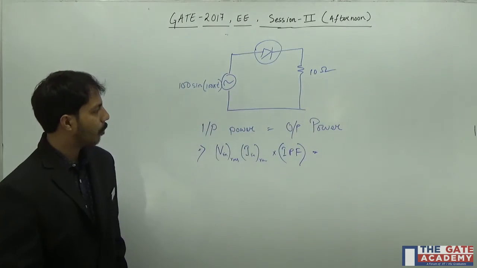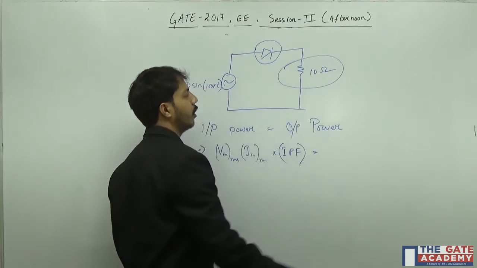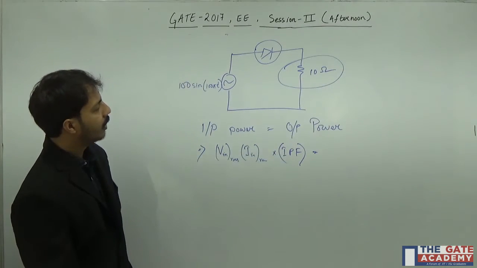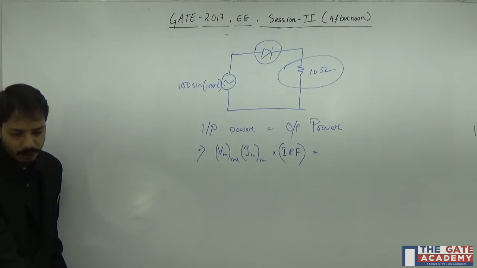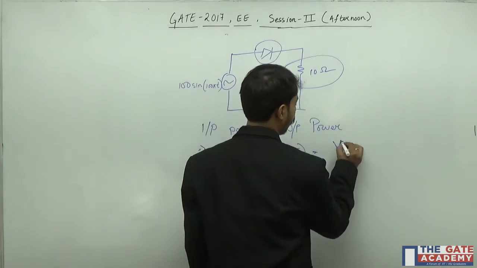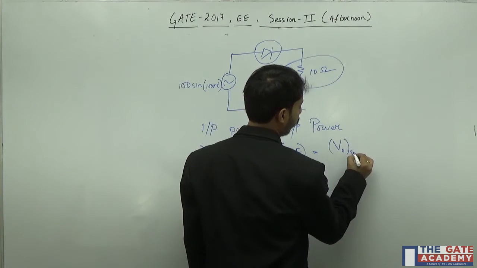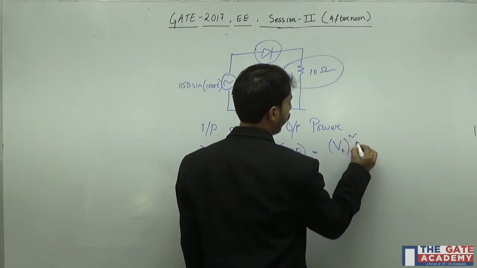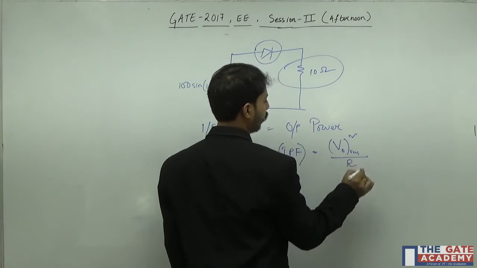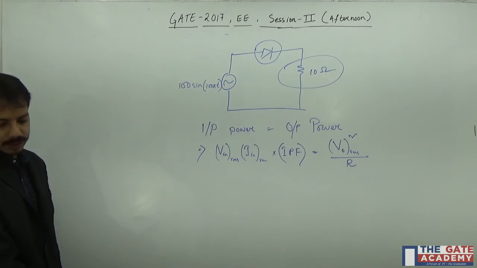Now what is my output power? If we see here, my output power is nothing but I square R, also we can write, okay, or we can write V output RMS value, okay, V square by R. Okay, this is something that we can write.